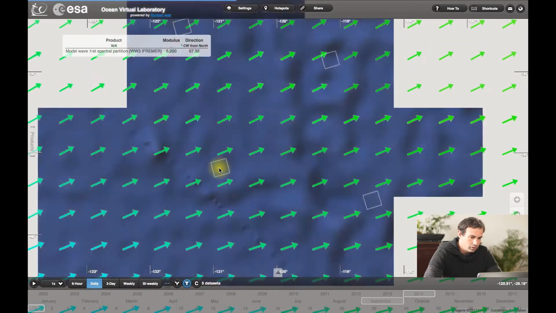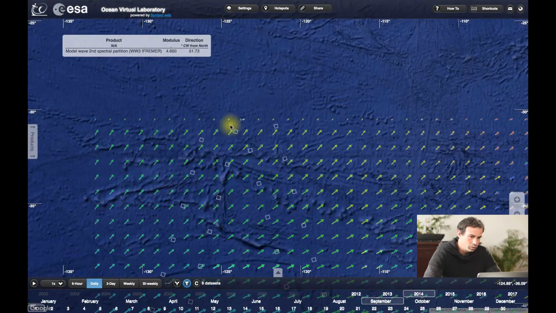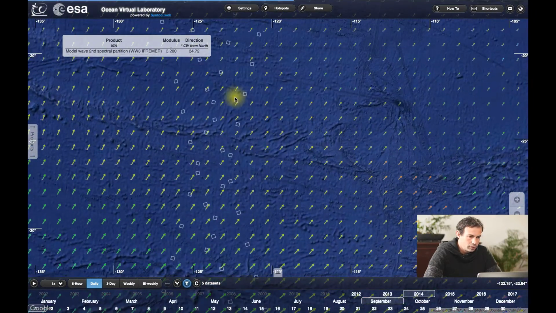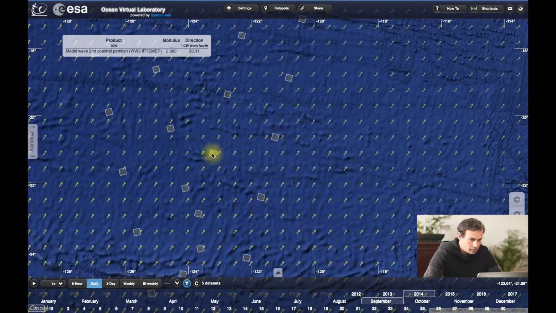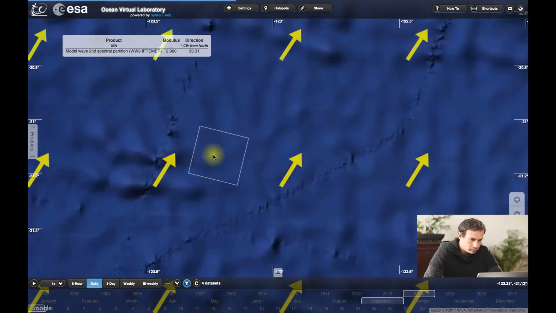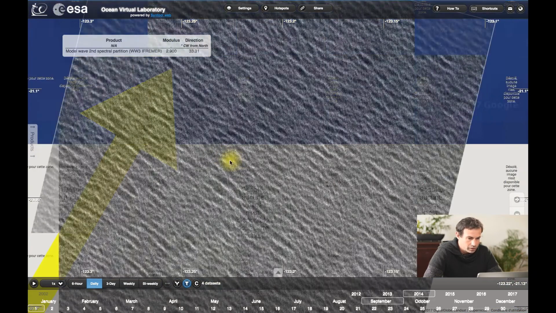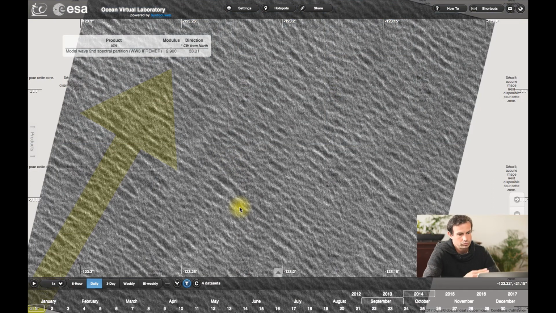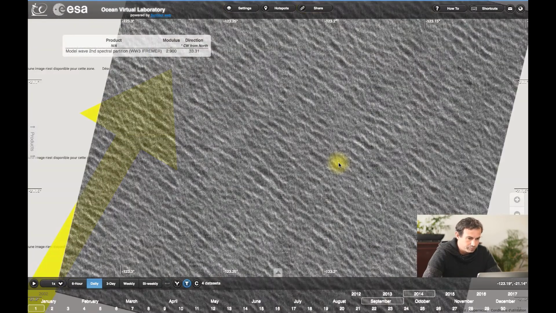And so if we go along the orbit and we move further near the equator, we see that the wavelength is increasing. And that's what we also see on the backscatter image. We see much more distance between the different lines, which represent the slopes of the waves.